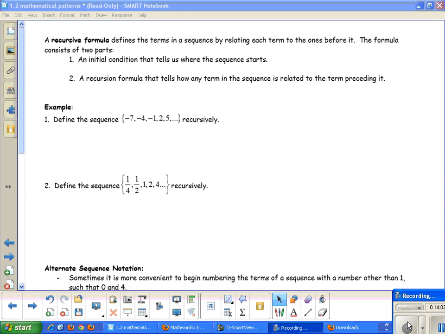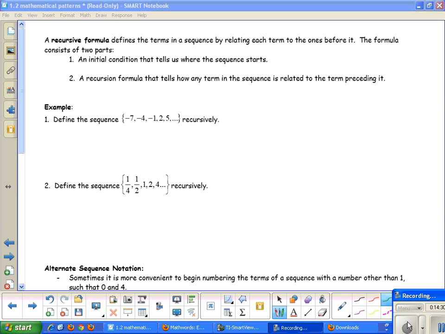So a recursive formula defines the terms in a sequence by relating each term to the ones before it. The formula consists of two parts: an initial condition that tells us where the sequence starts, and a recursive formula that tells us how any term in the sequence is related to the term that precedes it. So you're always going to have two different parts to your equation when you're writing this out. If you don't, you would get it wrong because you need to define how your sequence is starting.